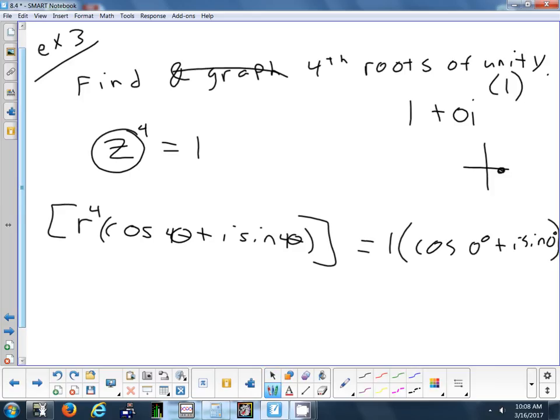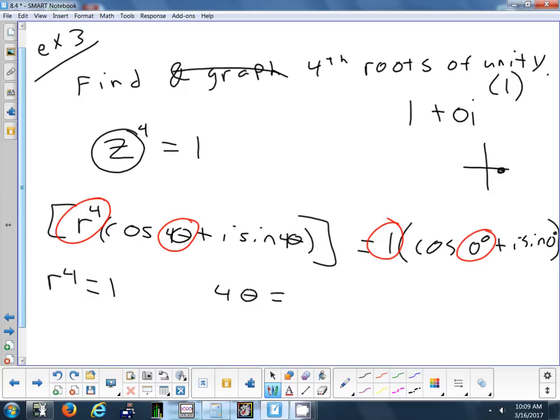Okay, and now we need to set up two equations. This radius has to match that radius. We'll come back to that and solve it in a second. And this angle has to match that angle, plus we can add something onto the end. So 4 theta has to match 0, which we don't even need to write, but I will. And what can I add onto the end if I'm doing it in degrees? 360k.